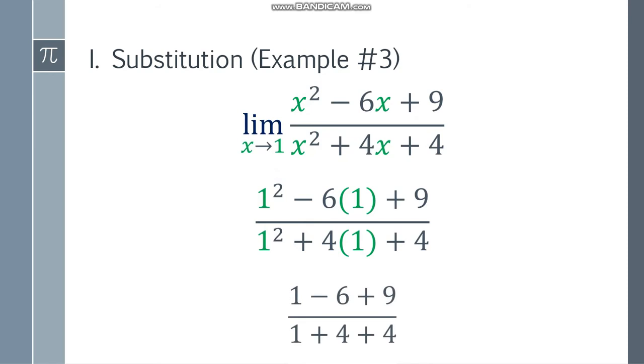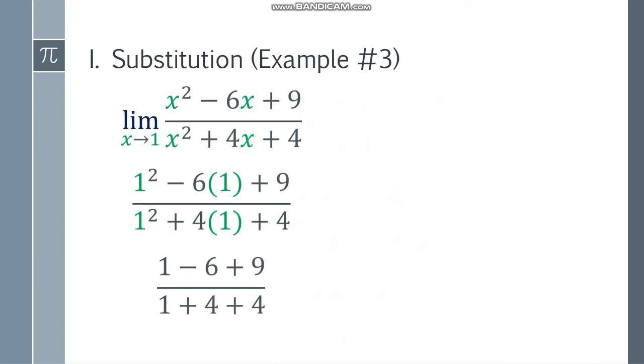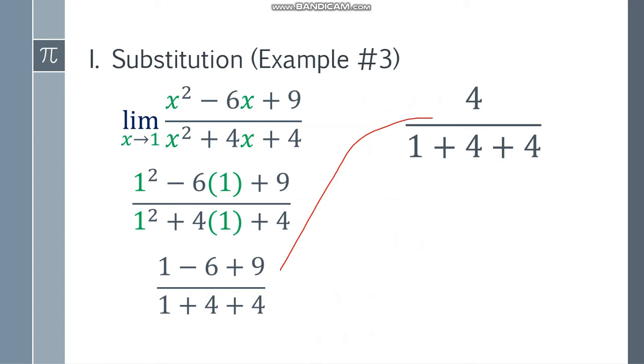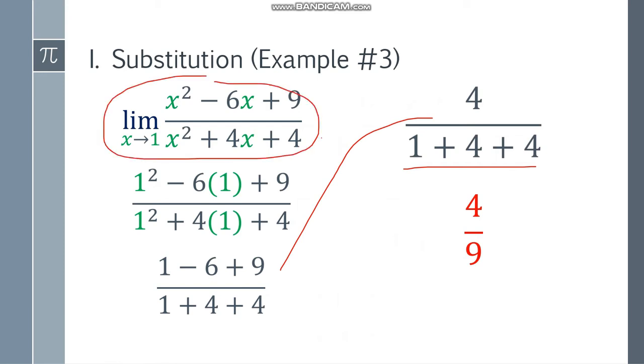So 1 squared is 1, minus 6 times 1, that's 6, plus 9. 1 squared plus 4 plus 4. So let's simplify it. 1 minus 6, that will be negative 5, plus 9, that will be 4. And 1 plus 4 plus 4, just as is. 1 plus 4, that will be 5, plus 4, that will be 9. So the final answer will be 4 over 9. So in this question, the answer is 4 over 9.